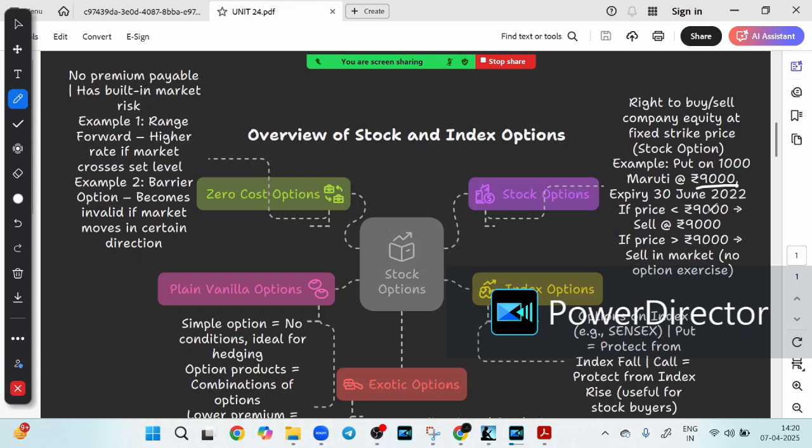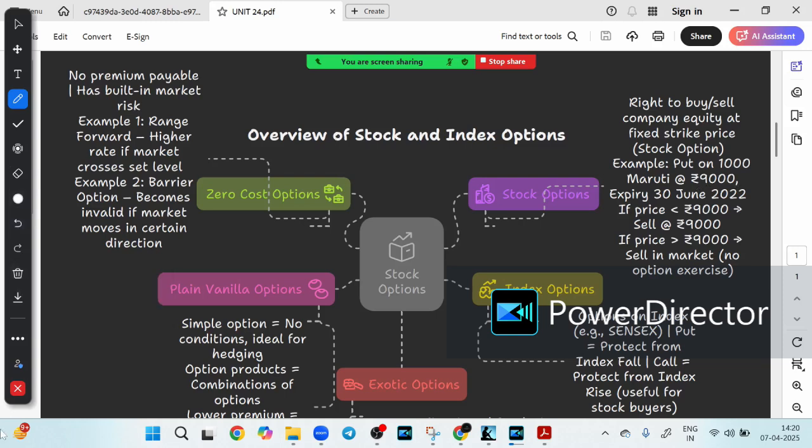Then the second part is called index option. What is the meaning of this index option? Let's see in this particular slide. I told you, every aspect will be made clear. All the things have been taken from your Macmillan book. Index option means what? These are options based on market indices, like Sensex and Nifty, not individual stocks.